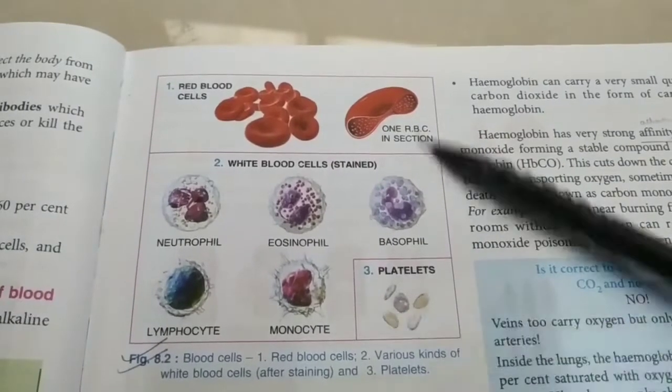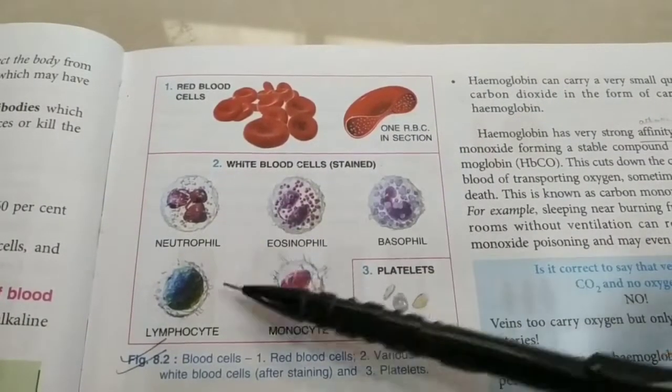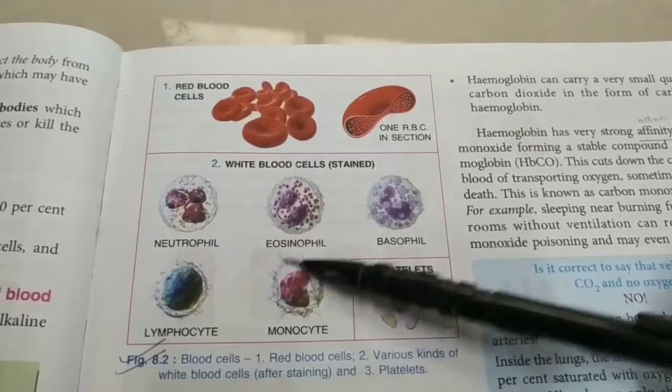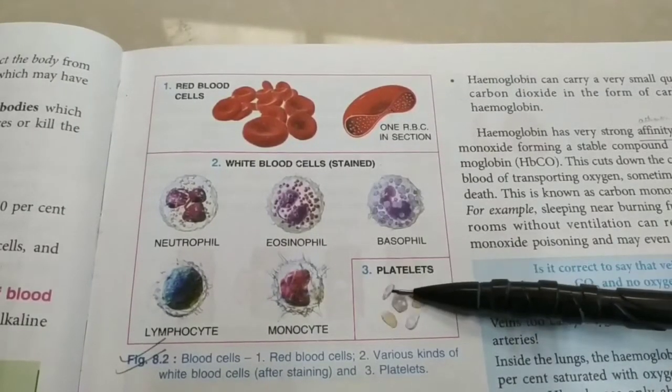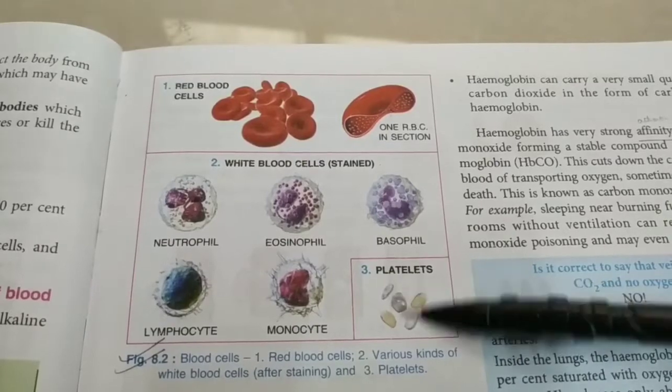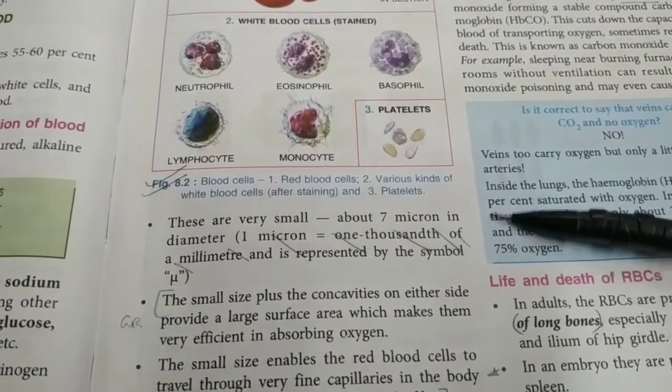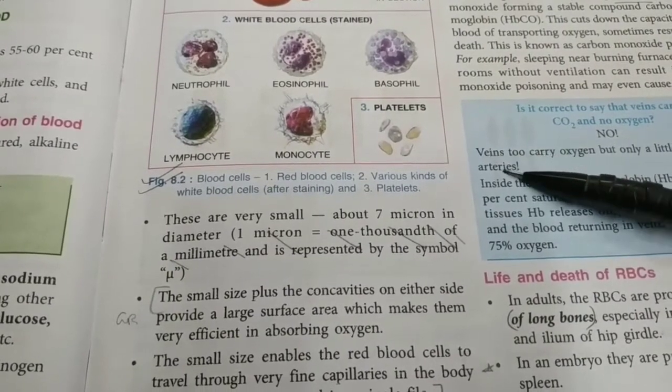WBCs are of many types. Let's learn the top five types: neutrophils, eosinophils, basophils, lymphocytes, and monocytes. More about it soon. But they give us immunity. Platelets are extremely small. By the way, they are called corpus cells because these are actually corpses. They're going to die very soon. RBCs are the smallest cells, like proper cells, in the human body.